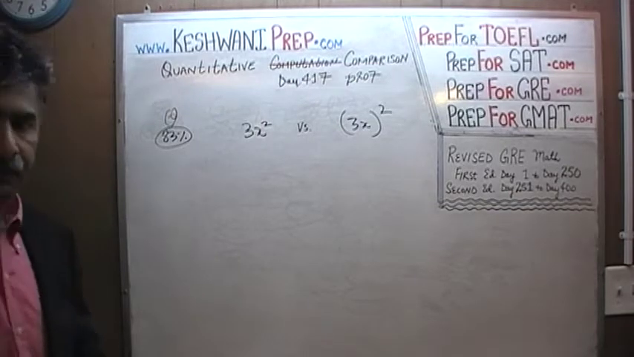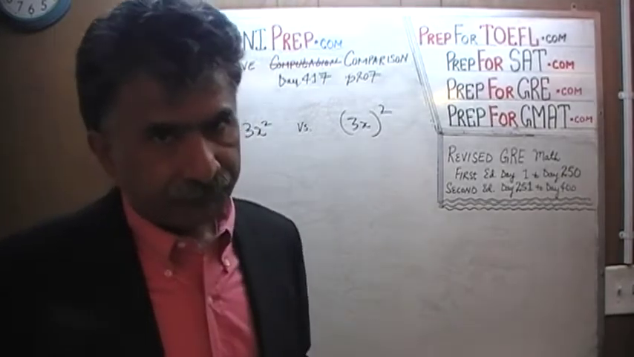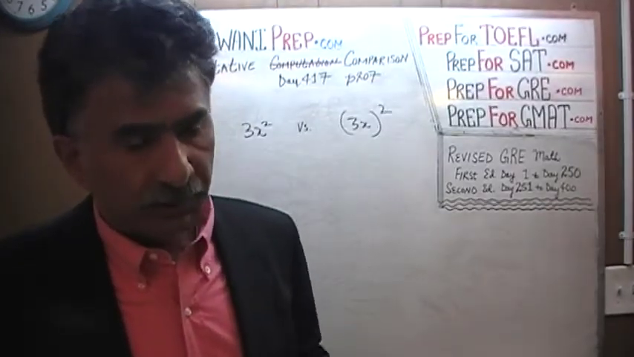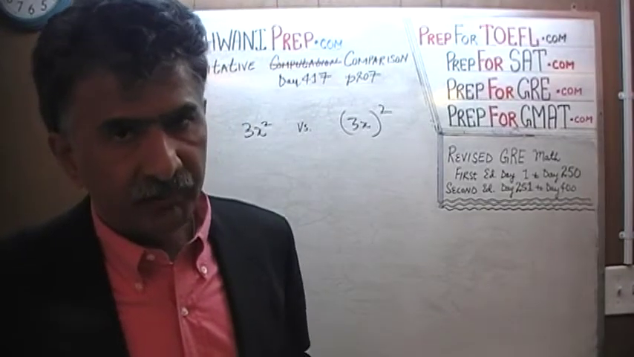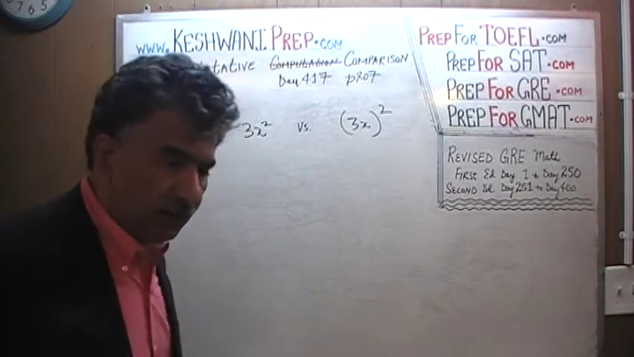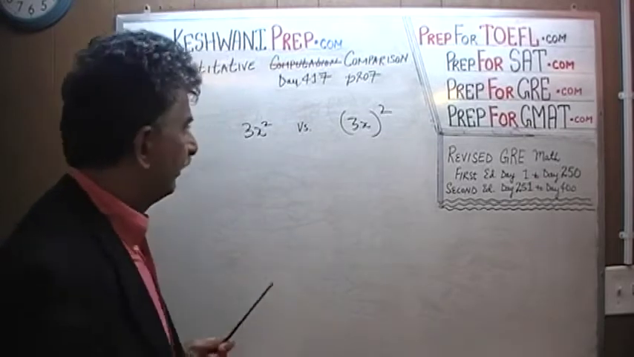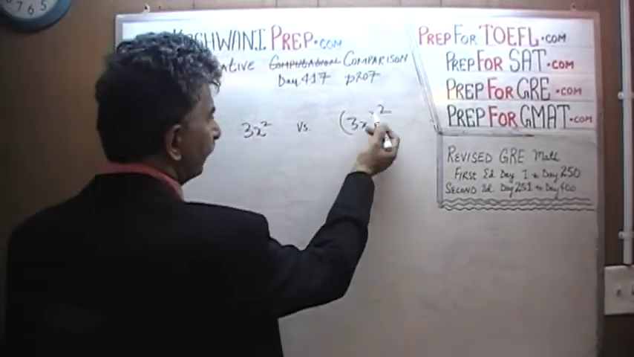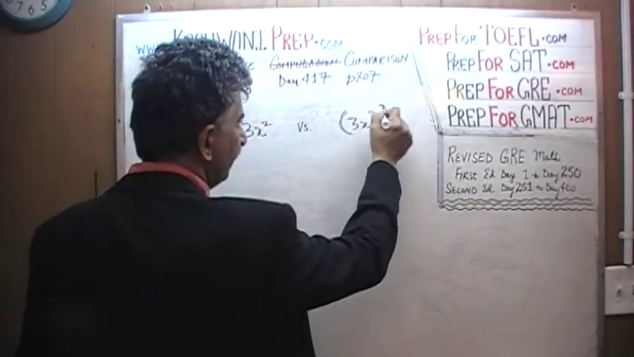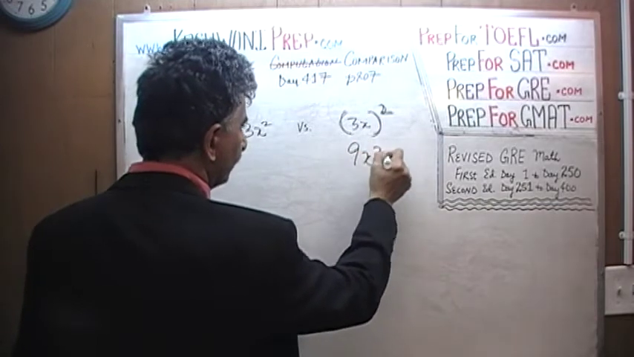Very good. Now, if you plugged in numbers here, there is nothing wrong with it. You could plug in different values of x and see what happens. Another method is simply to solve the problem algebraically. Very simple proposition. 3x whole squared means that it is 9x squared.